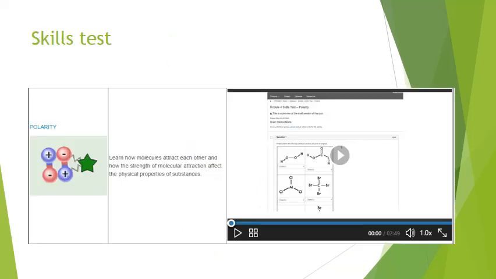Okay, so now that you know all about polar molecules and intermolecular attractions, test yourself. Remember how a molecule can either be polar or nonpolar, quite often depending on its geometry. That's going to be useful. And then also think about the relative strengths of various intermolecular attractions and take the polarity skills test. Again, there's a little tutorial video that goes along that will help you step your way through it.